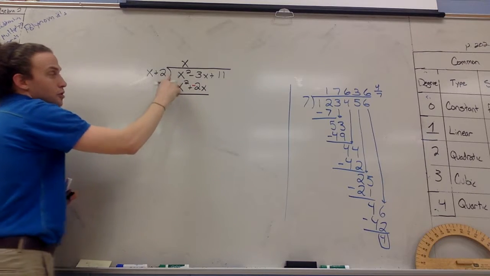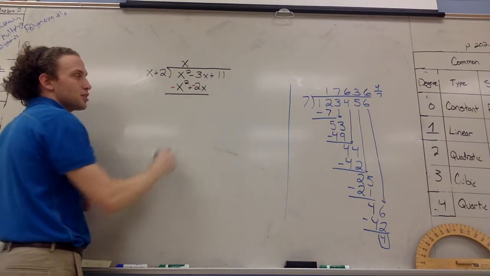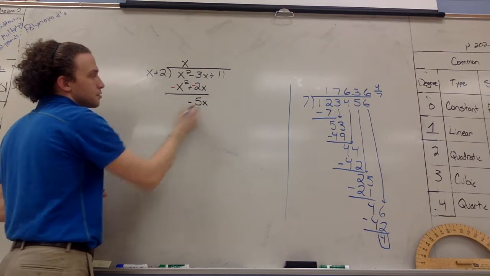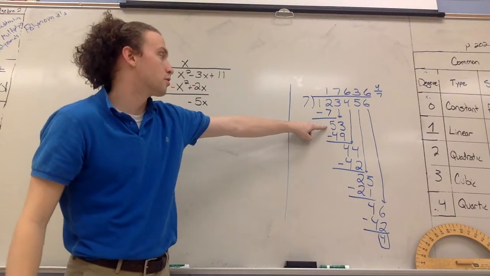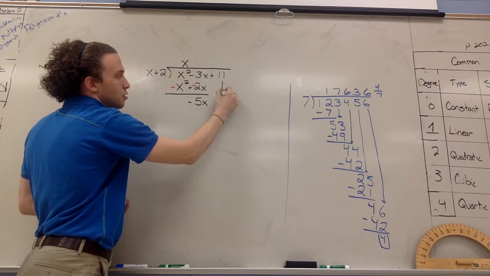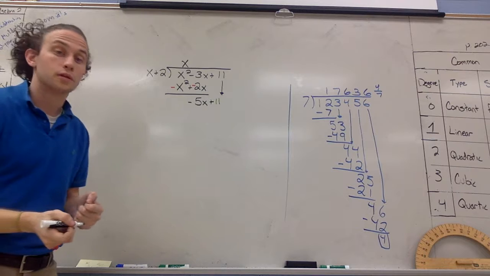When I add these together, these are opposites. They're going to cancel. And I have a negative 3x plus a negative 2x gives me a negative 5x. Okay, so we're at this point here. We have to drag down the next thing. So I have to drag down my plus 11 and do this all over again.